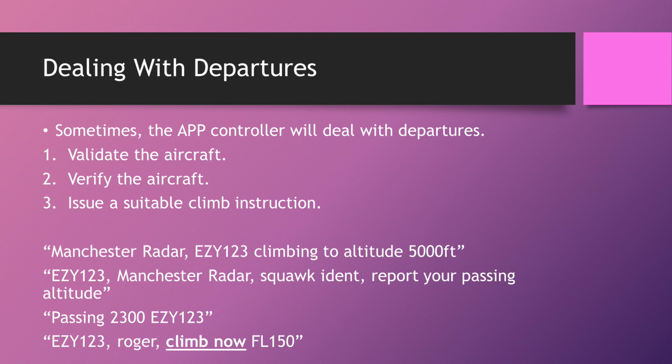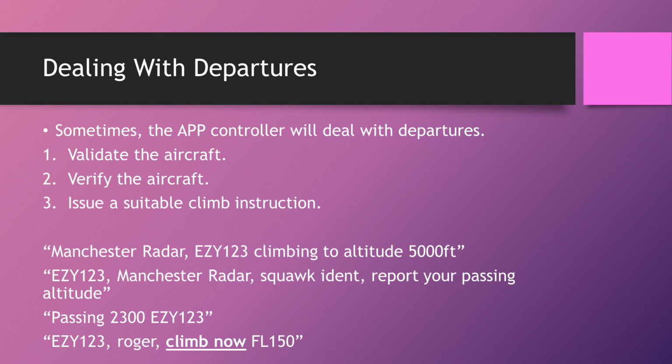Now, we have to first validate, verify, and then issue a climb. So: Easy123, Manchester Radar, squawk ident. That's the validate bit. And report your passing altitude, or report your level. Either of those two phrases is acceptable. That is where you're verifying the aircraft. The aircraft will now say, passing 2,300 feet, Easy123. Easy123, roger. So you've now verified the aircraft. It's important not to get these two terms mixed up.